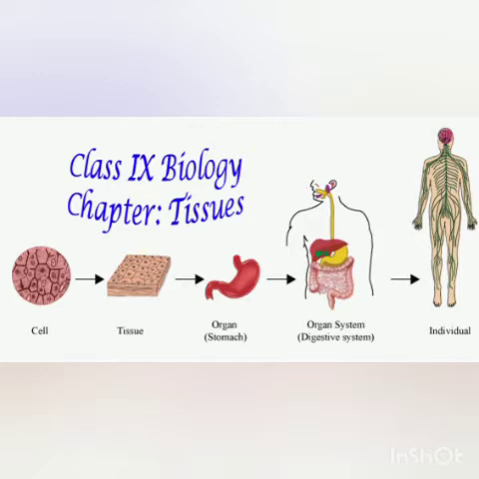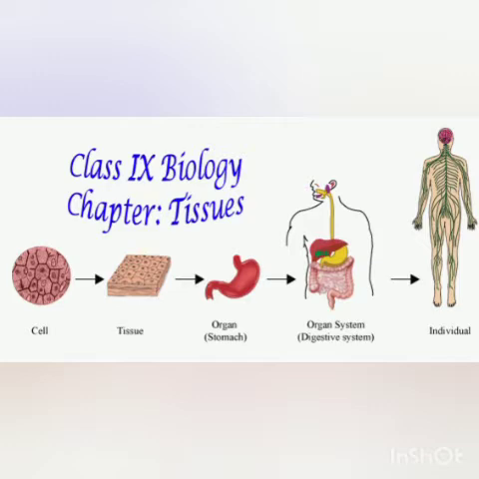What is columnar epithelium? Columnar means pillar-like. So the cells in the columnar epithelium are tall and they are generally found in the lining of the intestine, because epithelial tissue forms a protective covering. It generally is present in the linings of the organs.